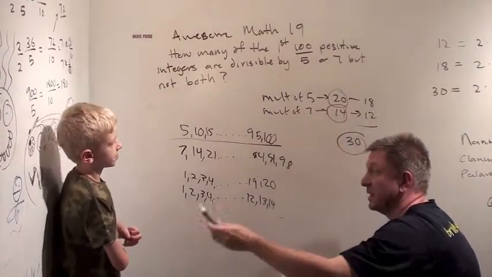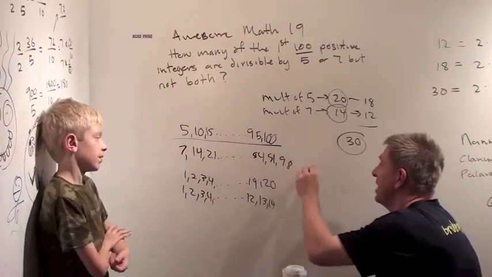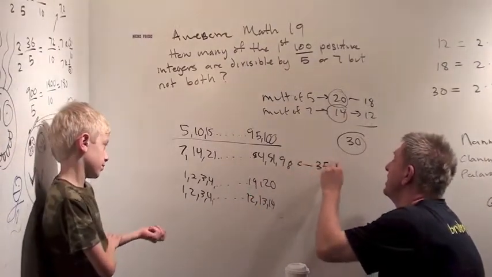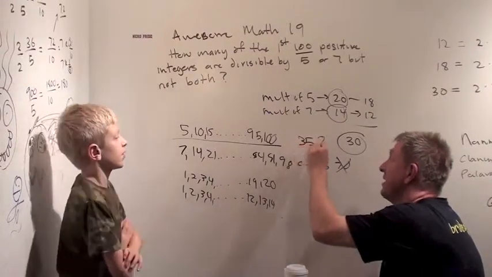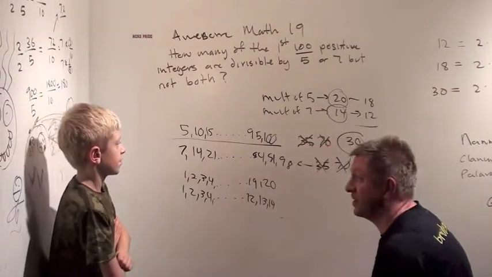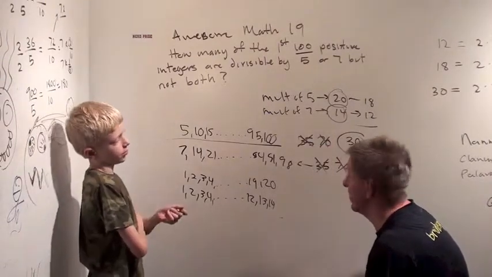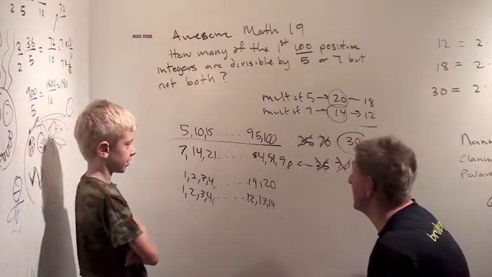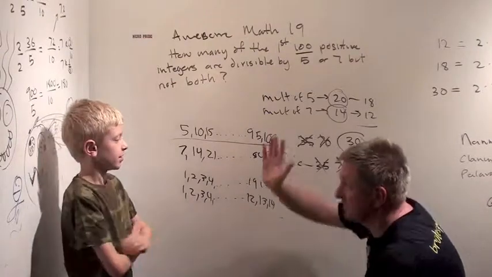But then we had to cross out the common multiples from both lists. We had to cross out 35 and 70 from this list, and 35 and 70 from this list too. So how many numbers did we have to cross out? 4. But how many common multiples were there? Only 2. So we had to cross out those 2 twice, from both lists. So we got 30. Good job.